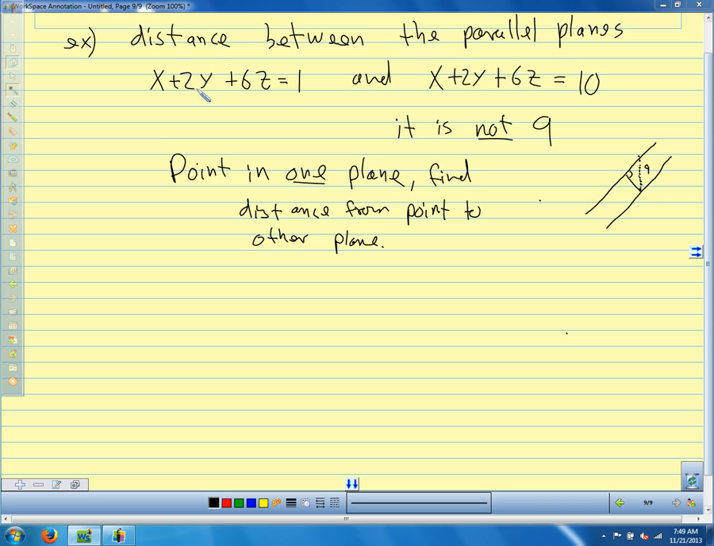So I'm going to pick an easy point here. In this plane, let's find point Q. Put in x or y and z equals 0. So point Q is going to be 1, 0, 0. Point Q is in this first plane. And we need our vector PQ. So we find a point in this plane, so our point P. If I substitute y and z equals 0, I get the point 10, 0, 0.